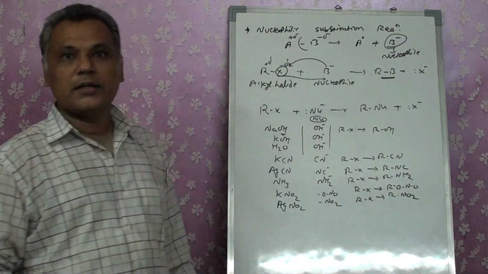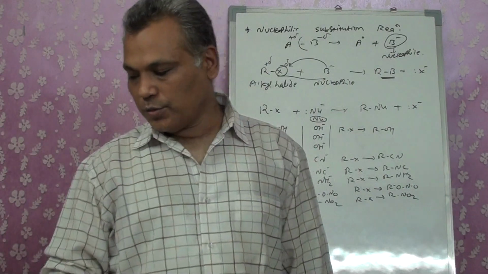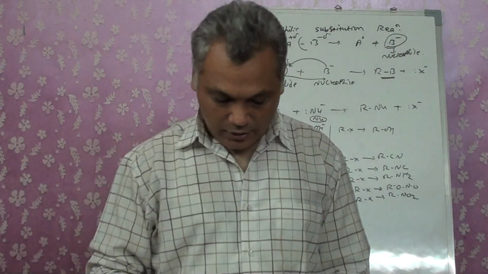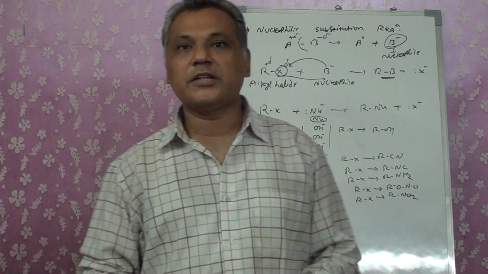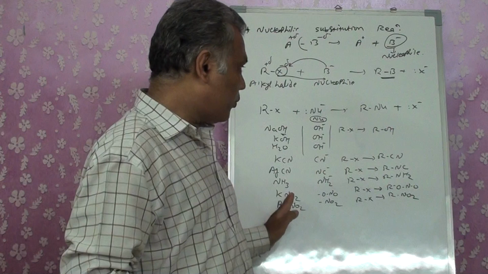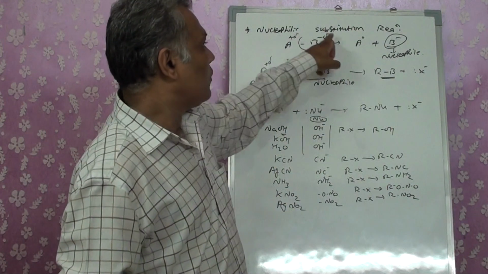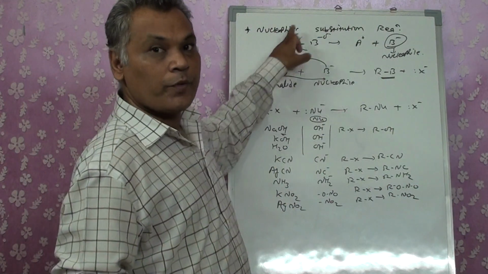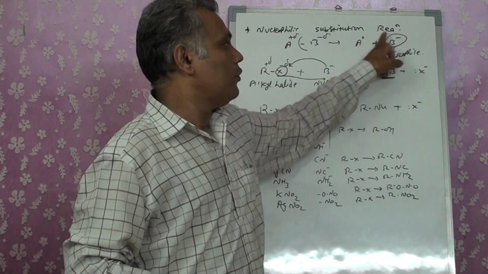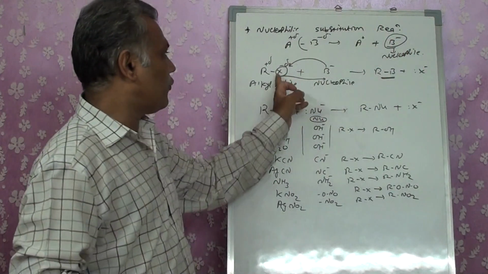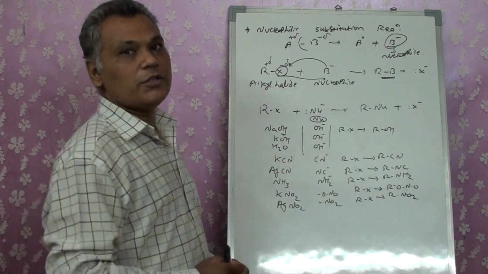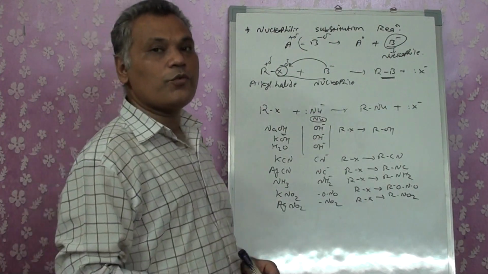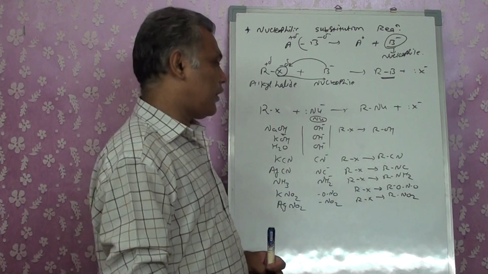Like that, a complete table is given in your textbook on page number 292. You will find the table showing which are the reagents from which I am going to get the nucleophile, and that nucleophile goes for the reaction to replace the halogen. So it is considered a nucleophilic substitution reaction.